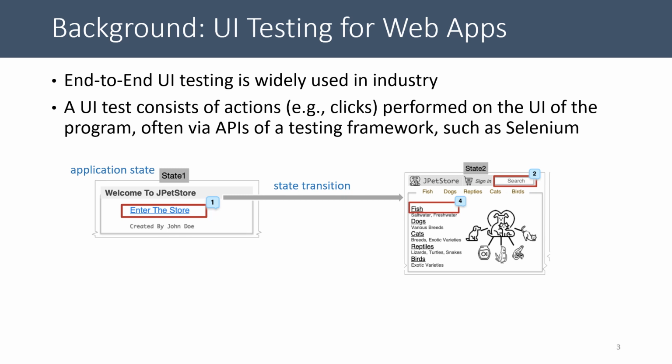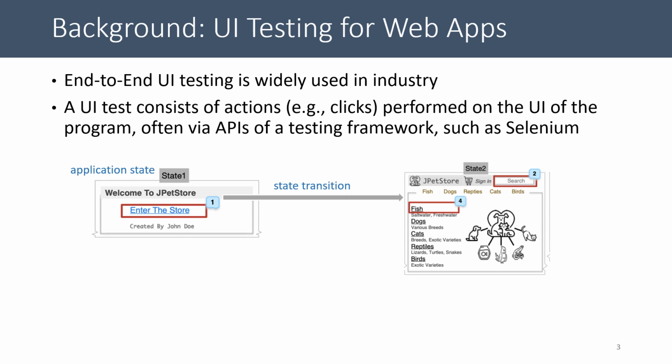End-to-end UI testing is widely used in industry to check whether the user interface and the system behind it behave correctly. UI testing exercises the application through the user interface in the same way an end user navigates the application. A UI test consists of actions performed on the UI of the program, often via APIs of a testing framework such as Selenium. For example, here is a website about a pet store named J-Pet Store.